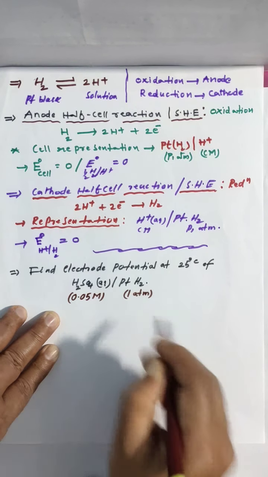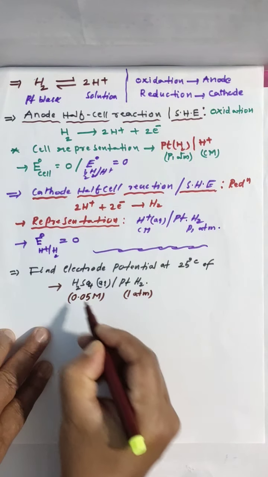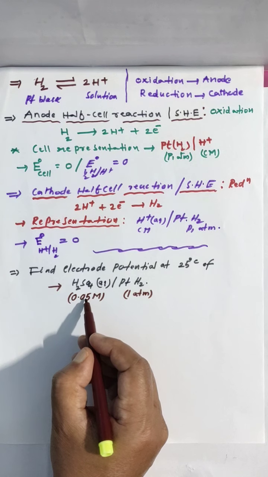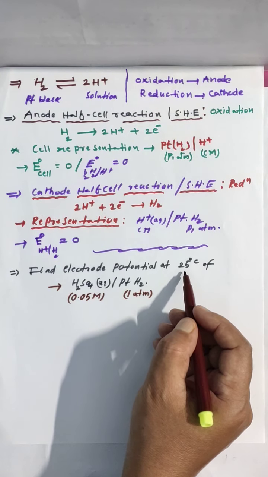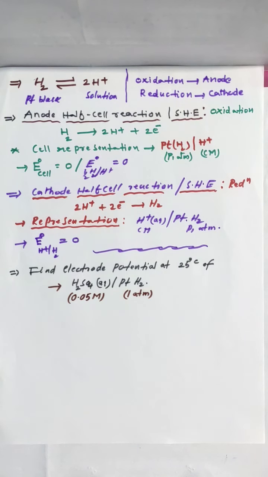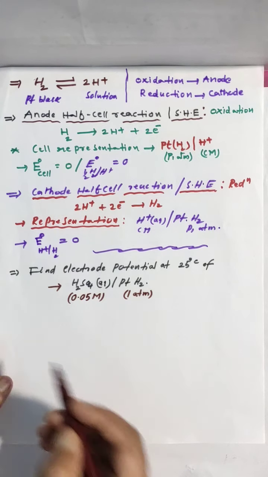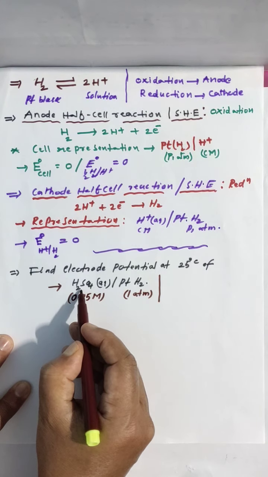Why? Because standard condition. This is fixed. So the solution concentration is given, hydrogen gas pressure is given, temperature is given. We have to calculate the electrode potential. Let me go for that. First, what is given is the solution.